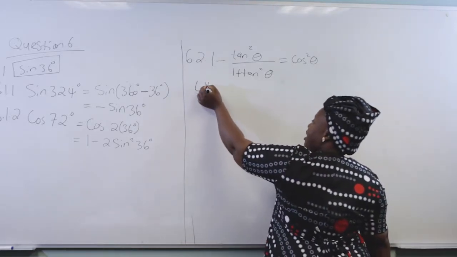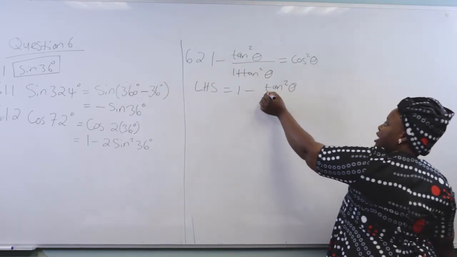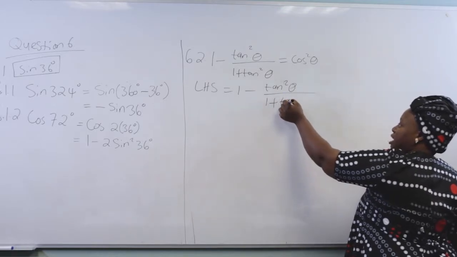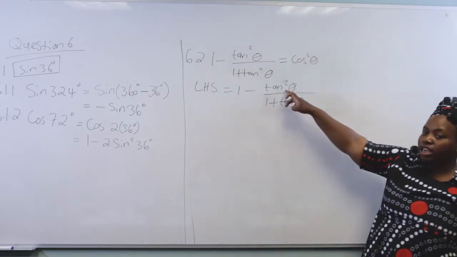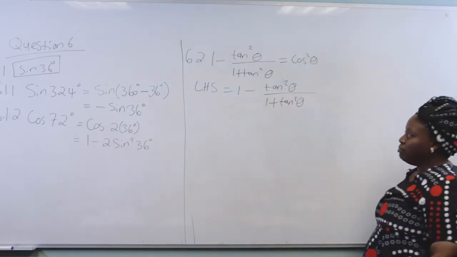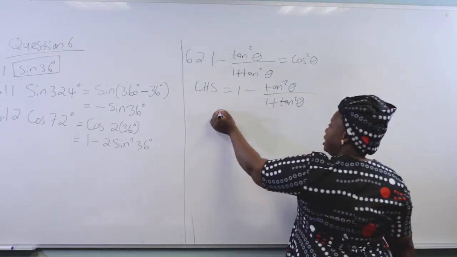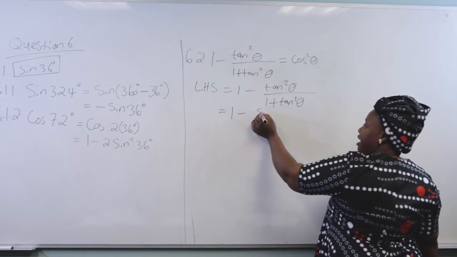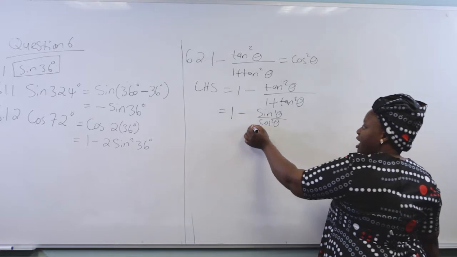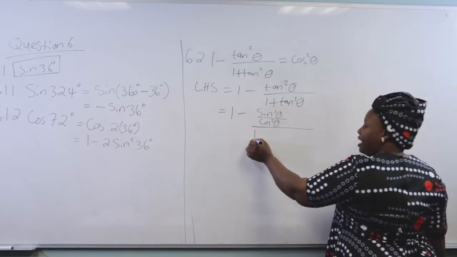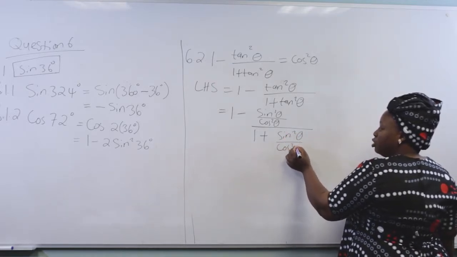Let's choose our left-hand side. This equals 1 minus tan squared of theta divided by 1 plus tan squared of theta. Before we do anything, I said if you see tan, you change it to sine and cos. Remember, the identity for tan is sine divided by cos. So we can say this is 1 minus sine squared of theta divided by cos squared of theta, divided by 1 plus sine squared of theta divided by cos squared of theta.